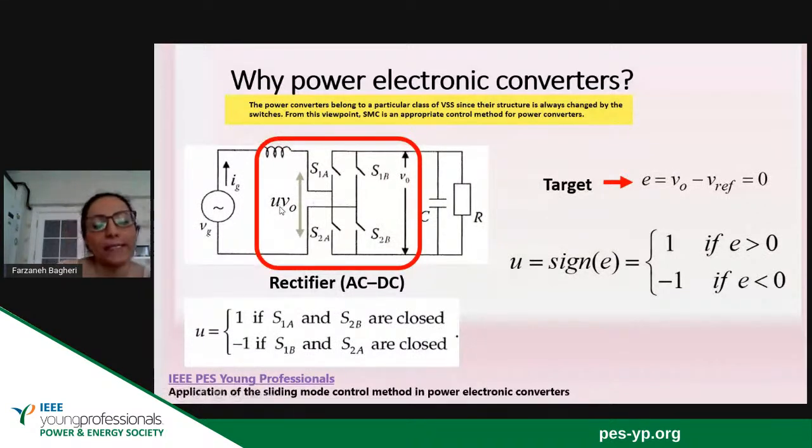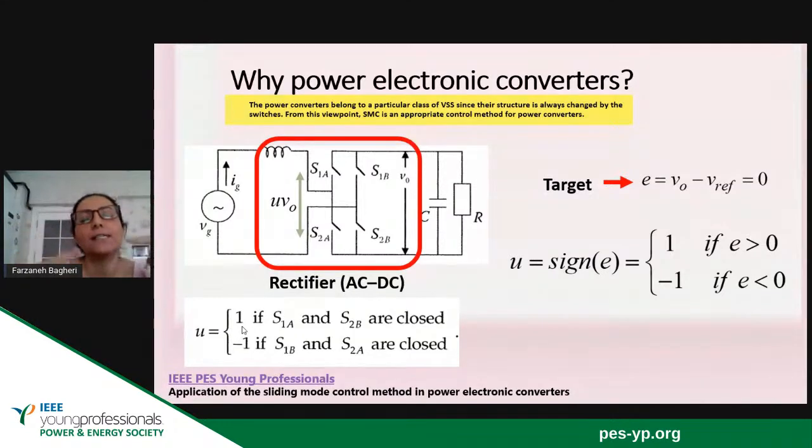So I can show it like this. I can show the input voltage of the H bridge as U times V out. What does it mean? It means that when U is equal to 1, we have V out. When U is equal to minus 1, we have minus V out. So if you look at the control input U of this system, it is a 1, minus 1 control input. So I can say that the power electronic converters are variable structure systems.